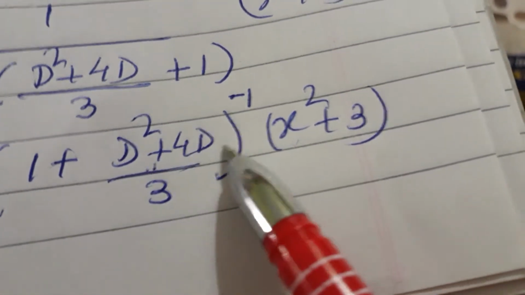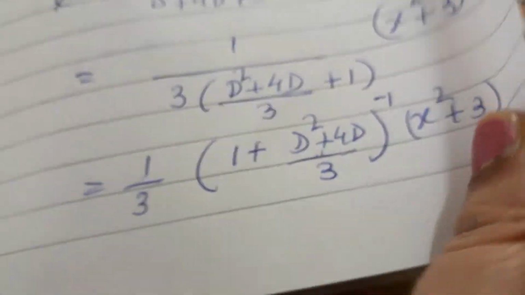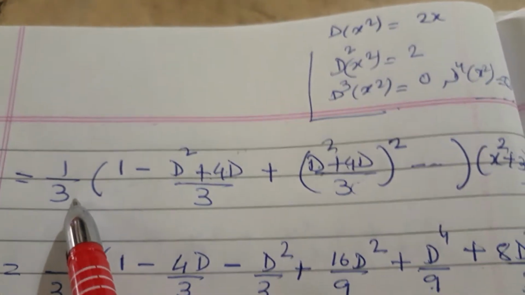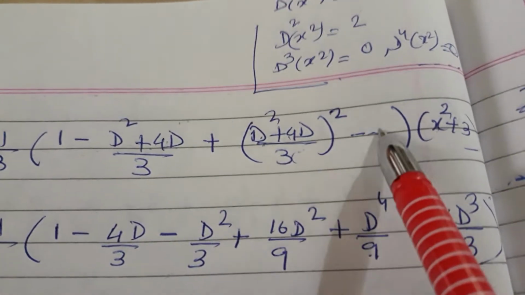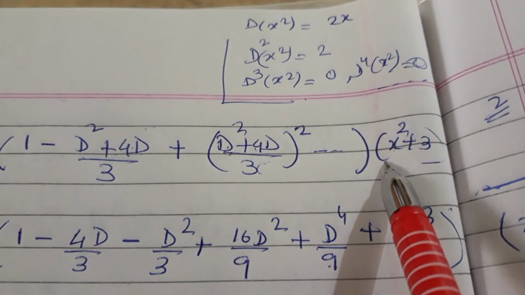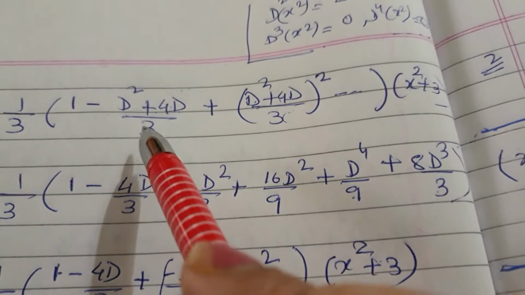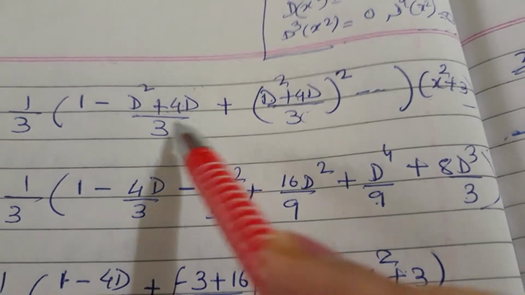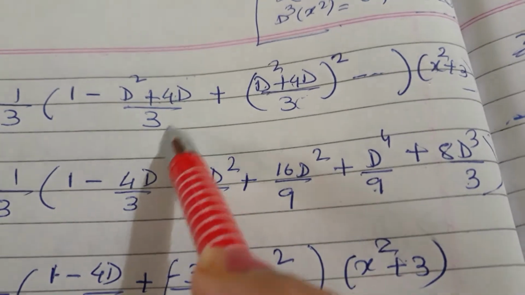Here what is x? X is treated as D square plus 4D by 3. This is the x here. So this will have a similar expansion. The expansion is 1 by 3. See, 1 minus x plus x square minus x cube, and so on it goes, and this is operated on x square plus 3. Now the interesting part is that if you start to break it up, so this is 1 minus, we are taking this 4D by 3. See, 1 minus 4D by 3.